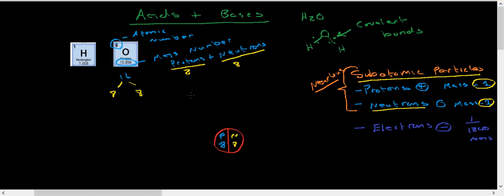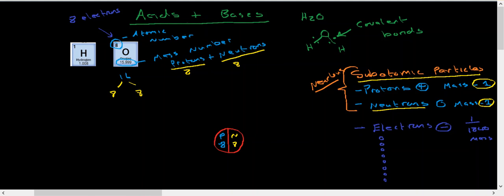So how do we know the number of electrons that are present? The atomic number also tells us that if there's 8 protons, then there are also 8 electrons. Now, atoms overall are neutral. So what that means is, imagine we have 8 protons, 1, 2, 3, 4, 5, 6, 7, 8. So there's 8 protons within the nucleus.